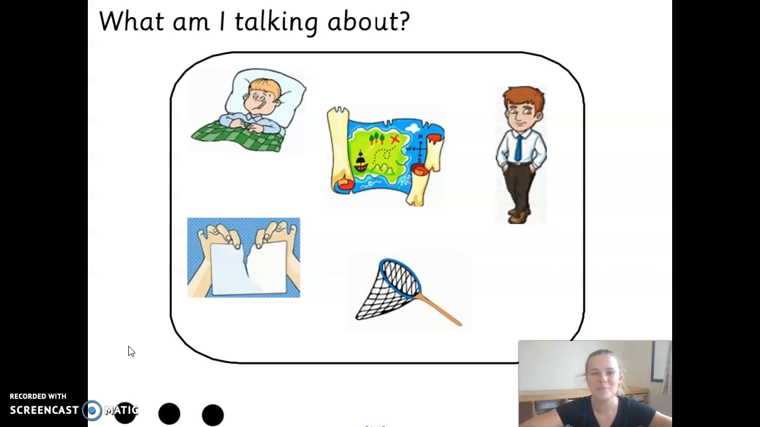What am I talking about? We've got lots of different pictures here. This picture is sick. This picture is map. This picture is man. This picture is rip. And this picture is net. Okay, so let's go. What am I talking about?